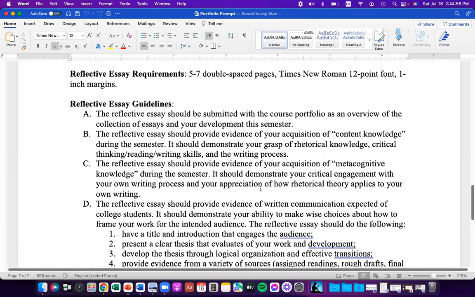Some students struggle with getting beyond 4, but it just kind of depends on where your reflective skills are at, how your performance has been in the class, and how invested you were in the class and things like that. So there are a lot of factors here besides just filling in the space for 5 to 7 pages.